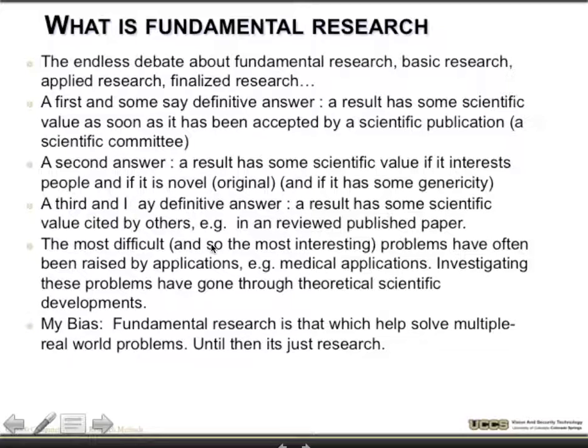In the field of research, you get a sort of hierarchy where some people think that basic research is more important than applied. My answer to them is that if it's not actually being used by other people, then it's still basic and not as useful research. Fundamental research is something that actually helps solve multiple real-world problems.